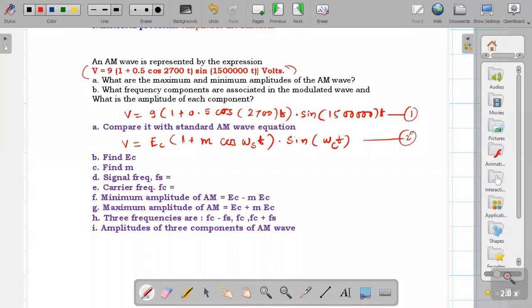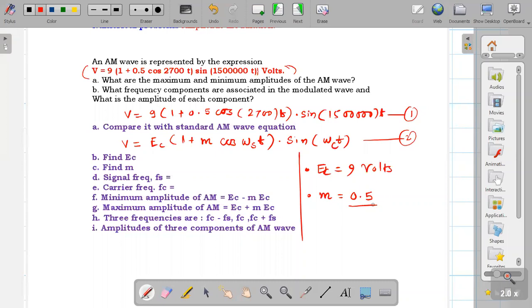Yes, from equation 1 and 2, dear student, can I write EC equal to 9? Very good, superb, 9 volts. EC equal to 9 volts, correct? And can I write small m, that is the modulation factor, 0.5? Yes, superb, 0.5 without any unit, no unit.